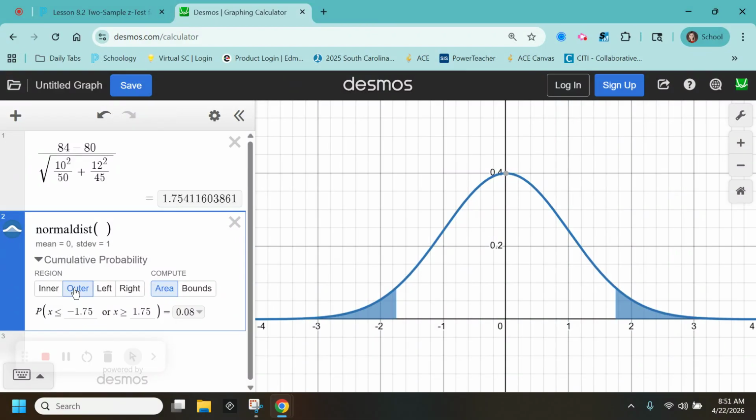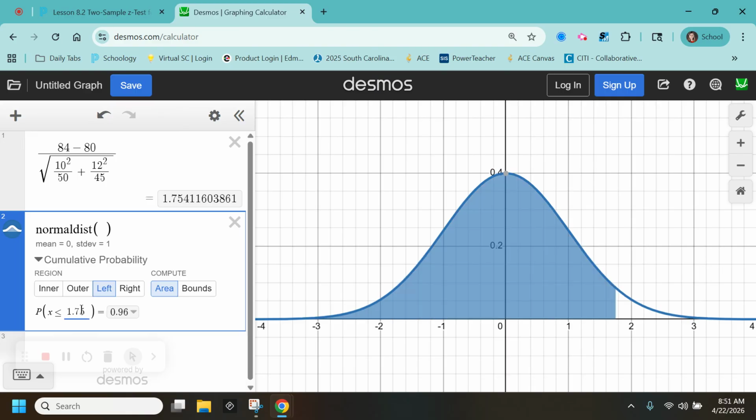You can click outer, and that gives me a probability of 0.08 or 8%. If I wanted to know to the left of, we'll just say the 1.75. And then again, greater than is even less than that.